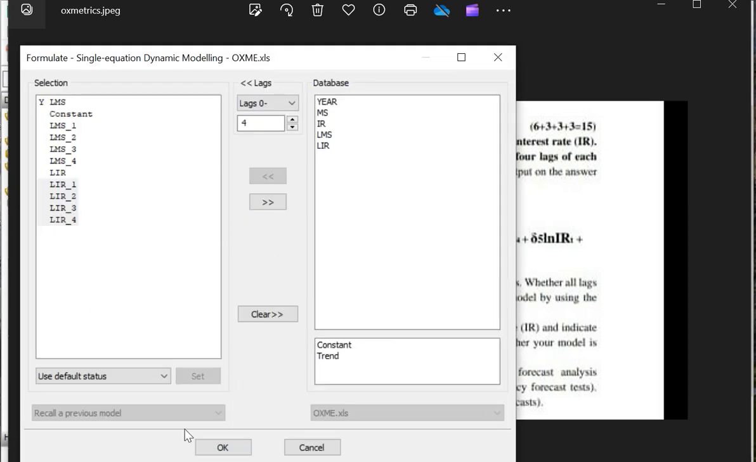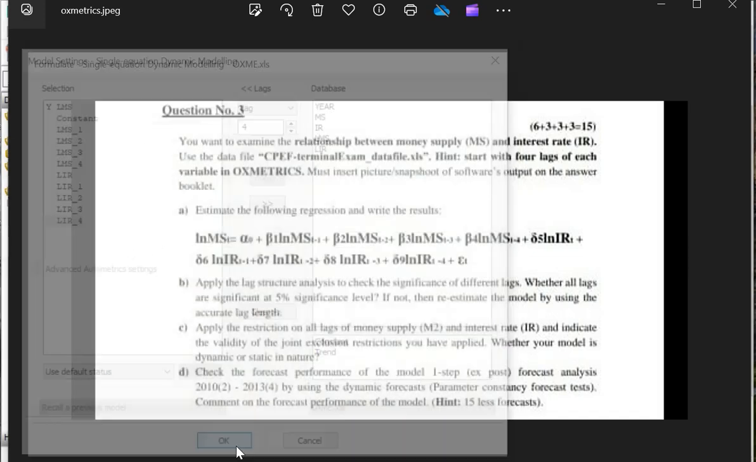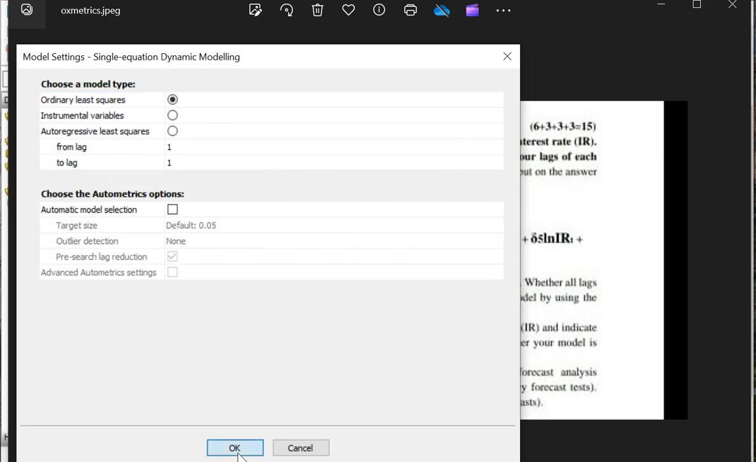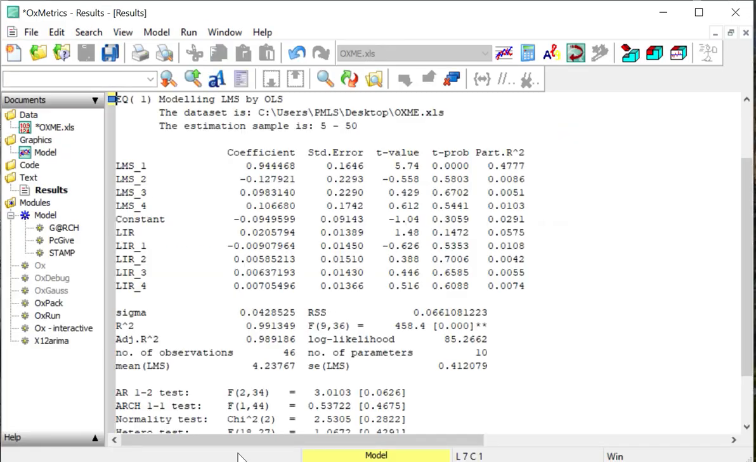You can deselect one of these; to unselect, we need to double click here, so it will disappear. So only 3 lags, but we require one more lag as well, so I put lag 4 of IR. Click OK. Yes, this is your regression result.